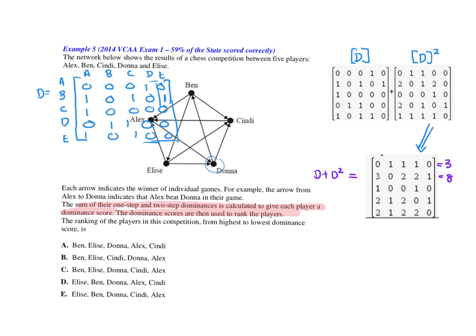No, yep, 2, 6, and 7. So if we go through it, who's most dominant? Ben. So then we go Ben, who's next? Elise. And then, so Ben, Elise, then who's next? Donna, then Alex, then the last one. So here is the ranking of the order, taking into account both 1 and 2 step dominance.